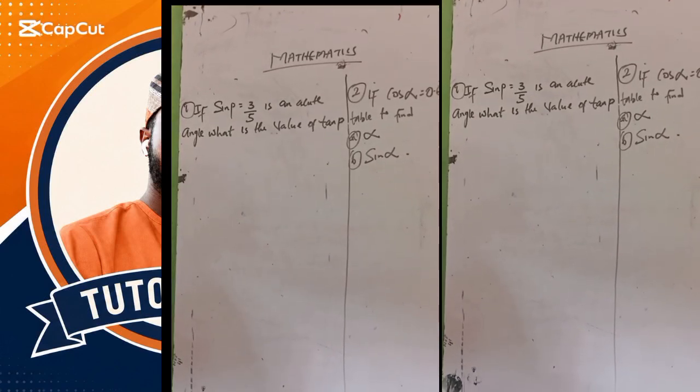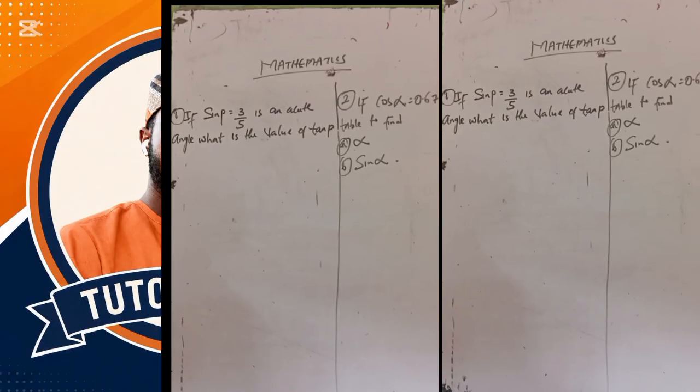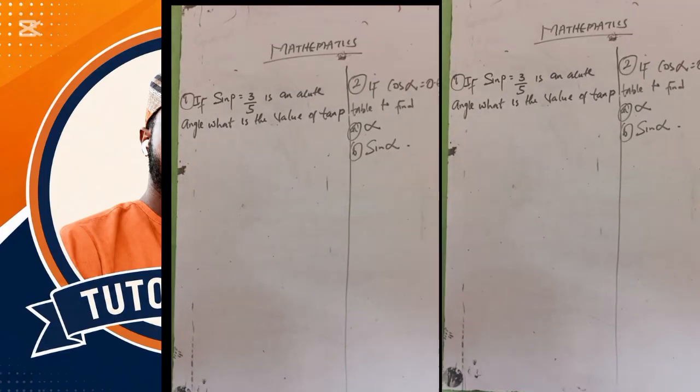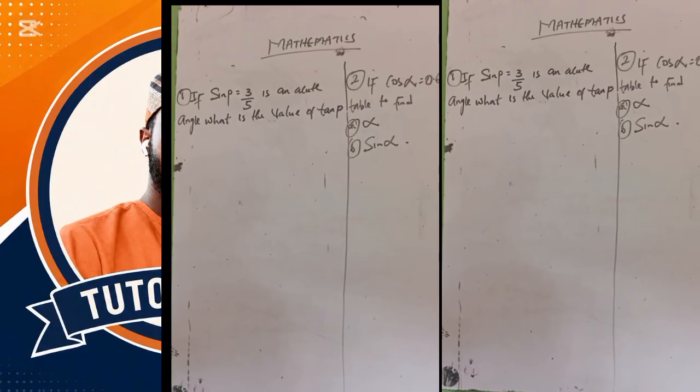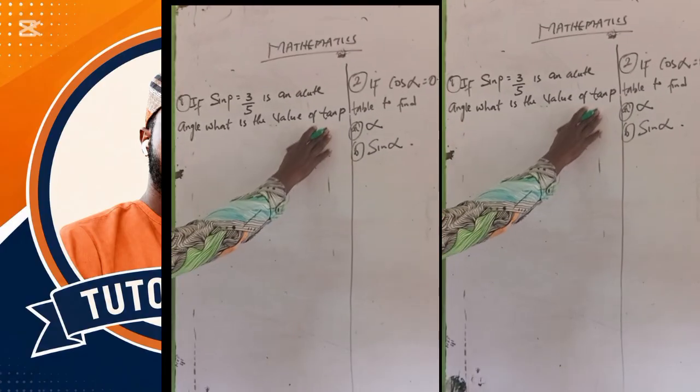Good day, students. Now let's look at the question together here. Now the question says what? You can read it well. If sin p equals 3/5 is an acute angle, what is the value of tan p? So we have to find the value of tan p.